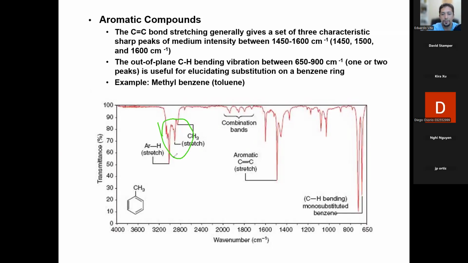But notice that, first of all, the intensity is not as much as the other ones. So the intensity here is lower. Why? Because the double bond is stronger. So it doesn't absorb as much energy. It's harder to vibrate it. So it's not going to be as intense as a single bond where it's weak, so it can absorb a lot of energy and it can vibrate a lot. And also notice there's very specific peaks that are only part of aromatic hydrogen carbon bonds. Very sharp medium peaks.